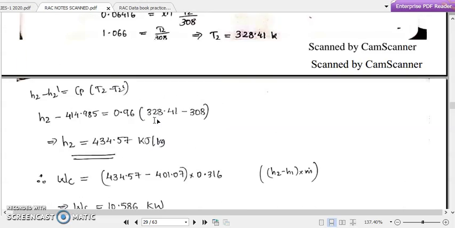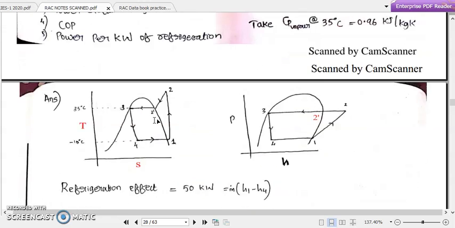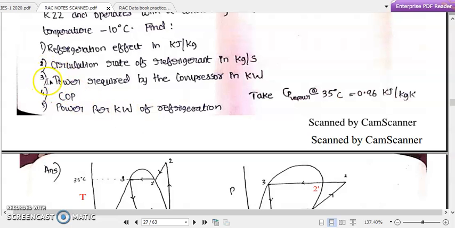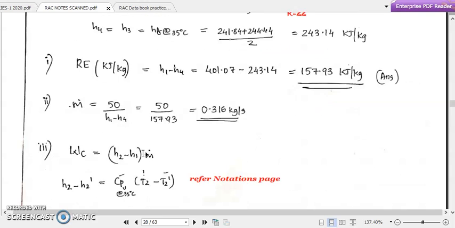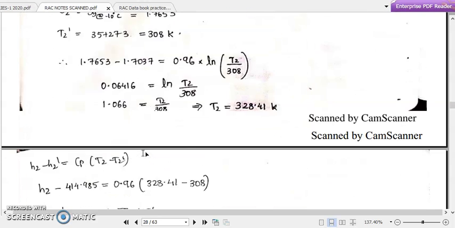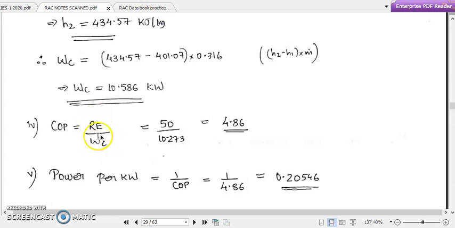Again let us move on with our question. Now we have completed the third part. Now we can find the fourth part, which is COP. We have already found how to write the relation for COP. COP is nothing but refrigeration effect divided by work done by the compressor. Refrigeration effect is directly given in the question, that is 50, and we have already found the work done by the compressor as 10.586 kilowatt. By substituting that value we can easily find the COP value as 4.86.